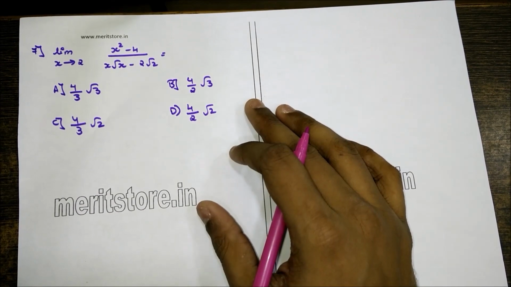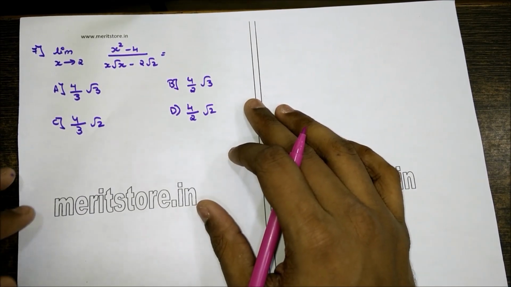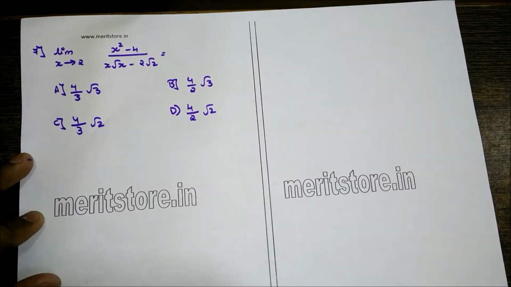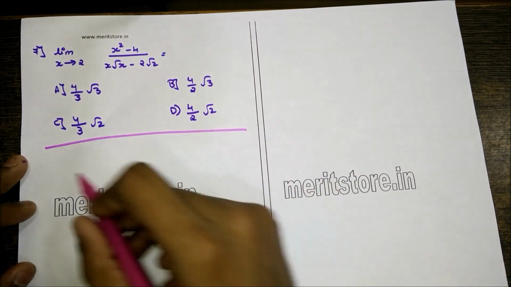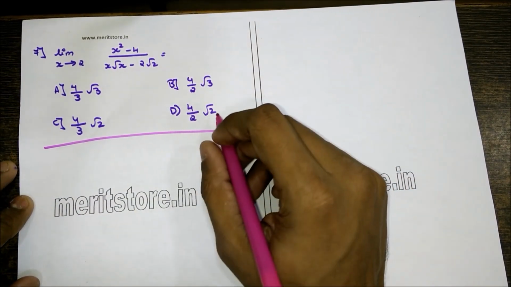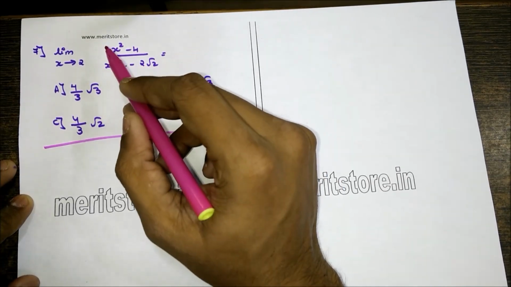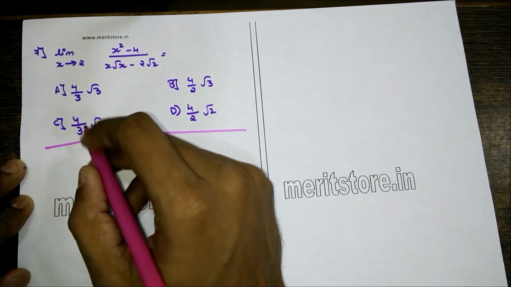Limit of x tends to 2 of (x square minus 4) upon (x root x minus 2 root 2) equals: a) 4 by 3 root 3, b) 4 by 2 root 3, c) 4 by 3 root 2, or d) 4 by 2 root 2. So first we have this expression in 0 by 0 form. So what we'll try to do now is expand the numerator and denominator.